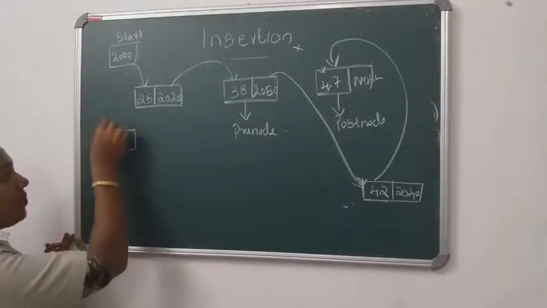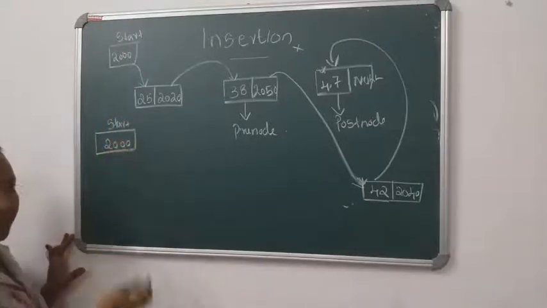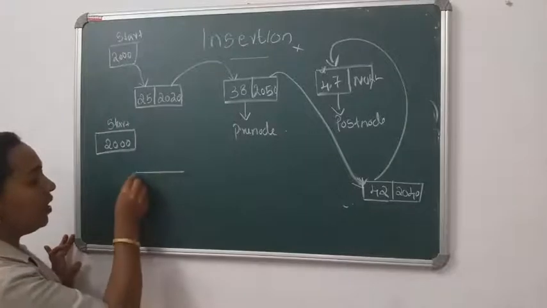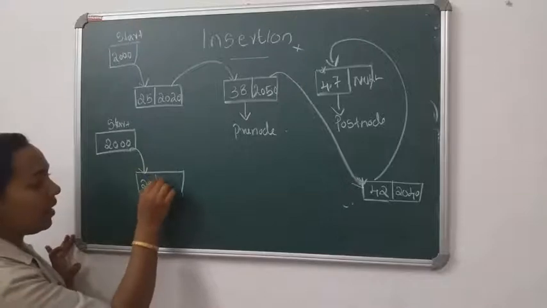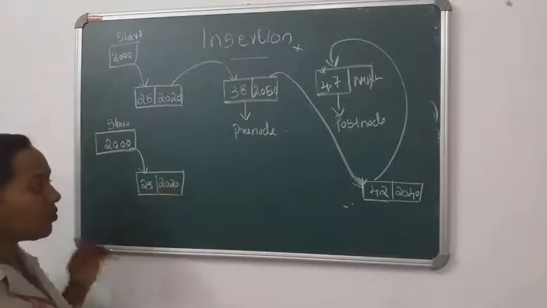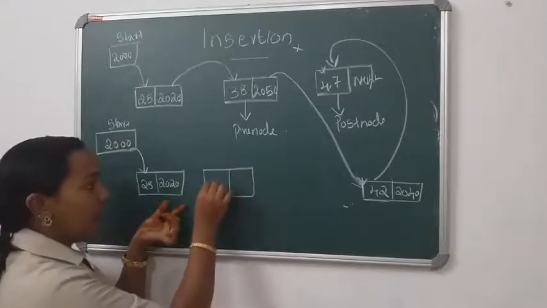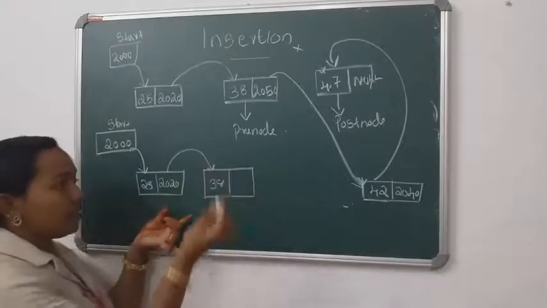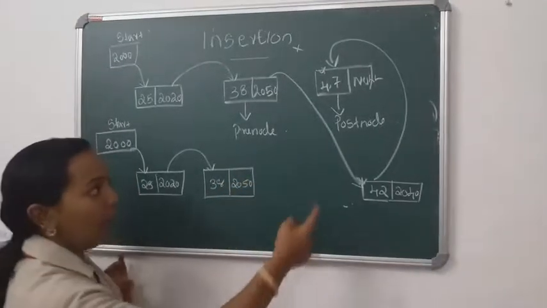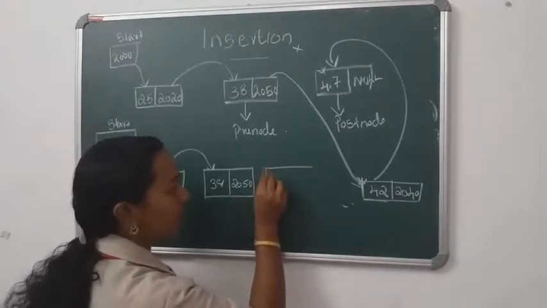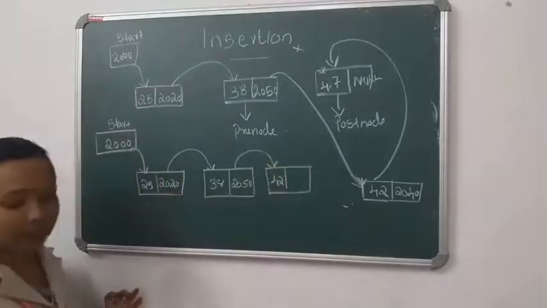First one is start. Its memory address is 2000. Then it is pointing to the node 25. Then its memory address is 2020. 2020 represents the memory address of the node 38. Then what is its memory address? 2050. Value present at 2050, what is it? 42. Then automatically it will point to this section.